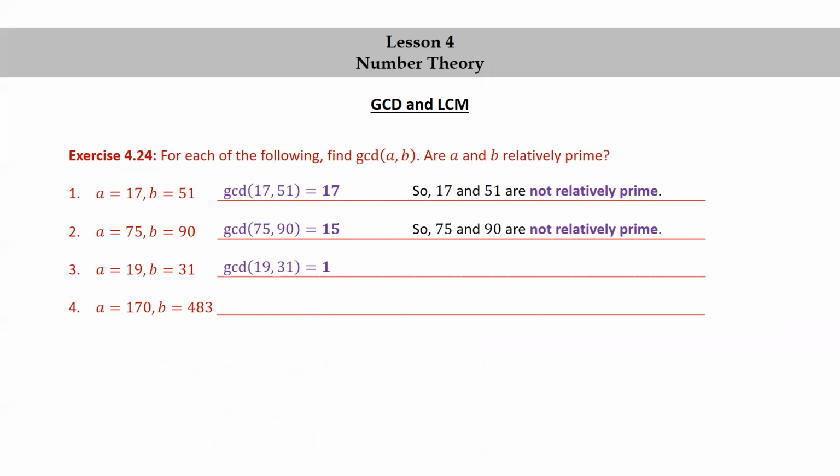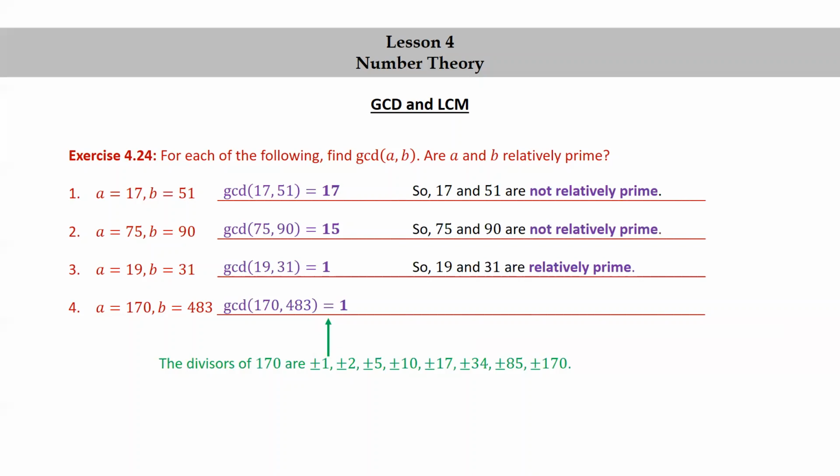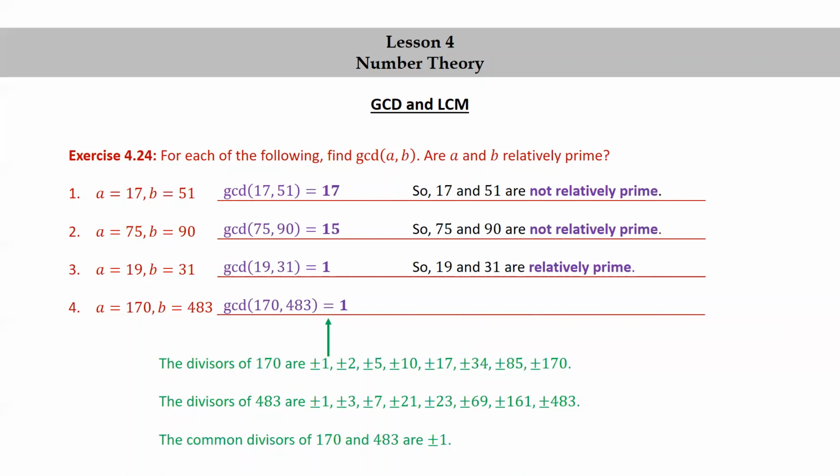GCD of 19 and 31 is equal to 1, right? Because 19 and 31 are prime. So 19 and 31 are relatively prime. The GCD of 170 and 483 is also 1, right? The divisors of 170 are plus minus 1, 2, 5, 10, 17, 34, 85, and 170. The divisors of 483 are plus minus 1, 3, 7, 21, 23, 69, 161, and 483. So the common divisors of 170 and 483 are just plus minus 1. So 170 and 483 are relatively prime.